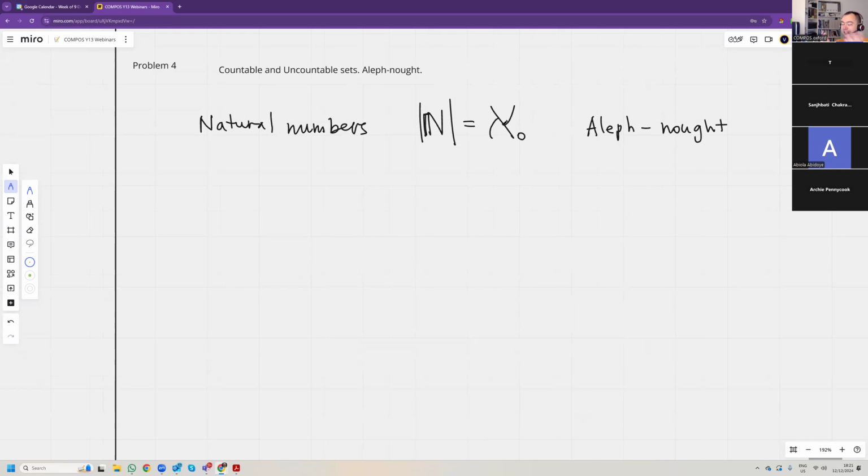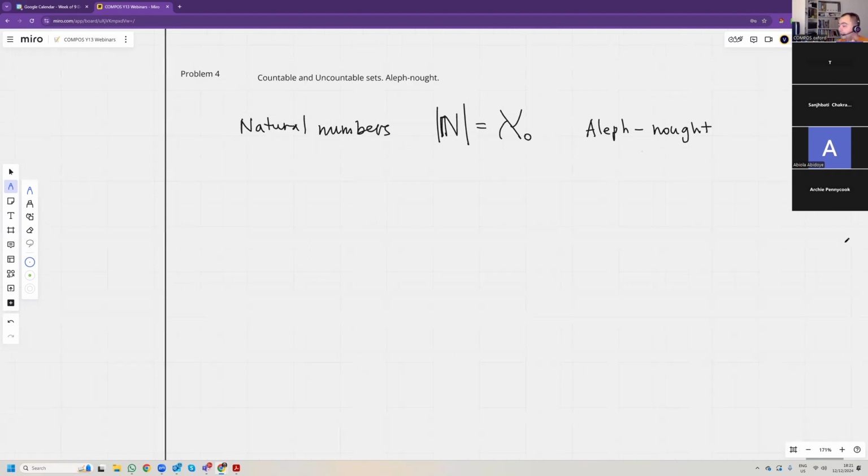Of course, there are infinitely many natural numbers, but if you can make a bijection, that means a one-to-one correspondence between another set and the set of natural numbers, we say the cardinality of that set is also Aleph naught.